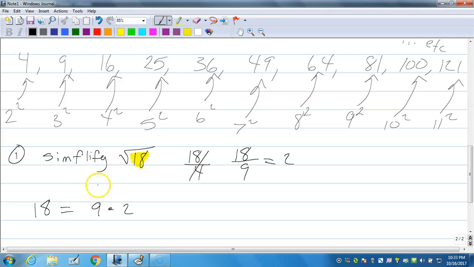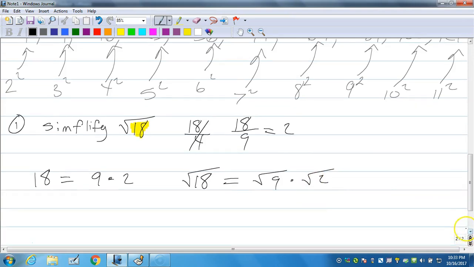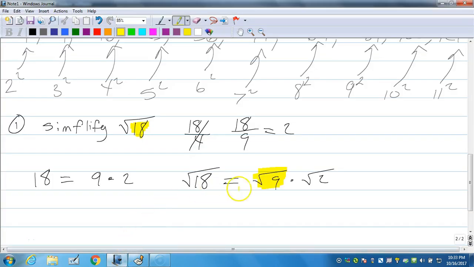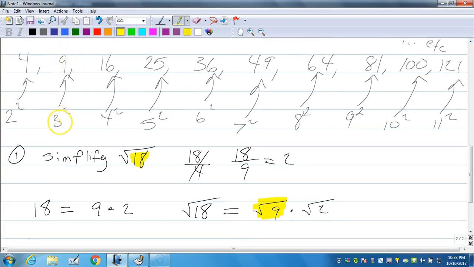So let me fix it with the square root, because this is not 18, it's the square root of 18. So this also means that I can do the square root of 18 is equal to the square root of 9 times the square root of 2. And the square root of 9 is 3. It's exactly what I want, because I got 3 from right here. So 9 became 3. That's exactly what I did. 9 became the 3 there.